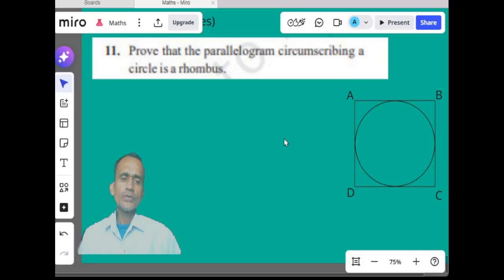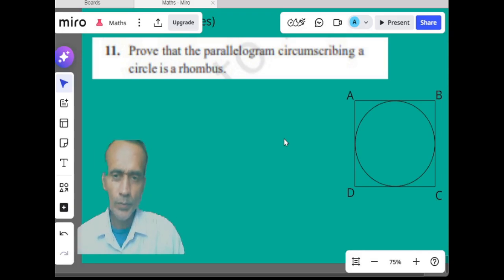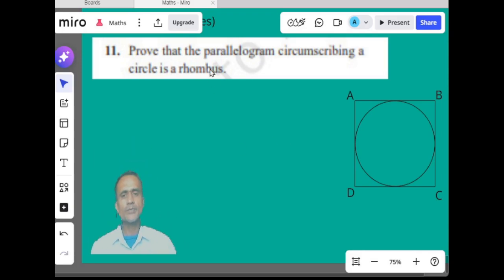So while solving these questions, what should come to our mind? First is the property. What is the property of a parallelogram and what is the property of a rhombus? In a parallelogram, opposite sides are equal and opposite sides are parallel. And what about a rhombus? All sides are equal. Diagonals intersect at 90 degrees. So we need to use any of these properties.